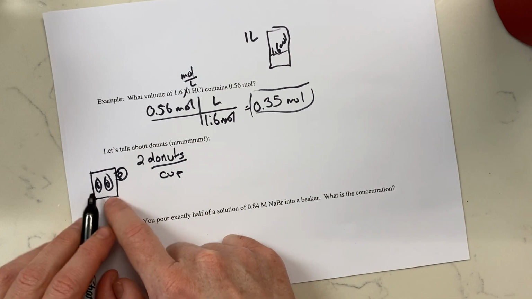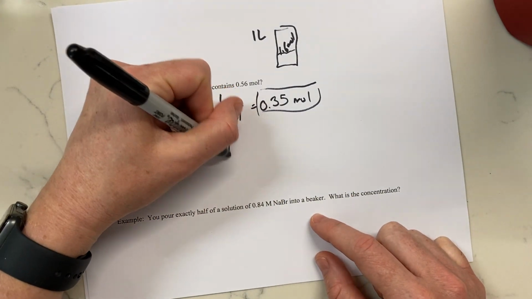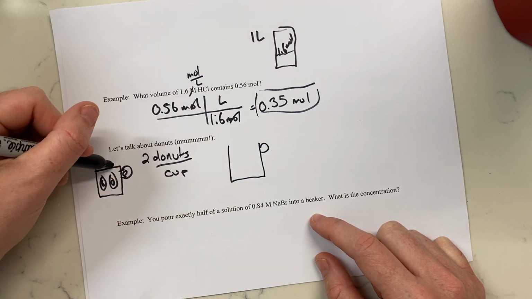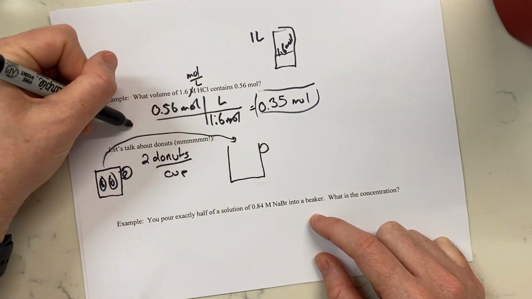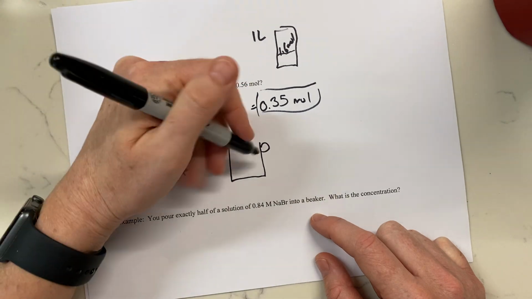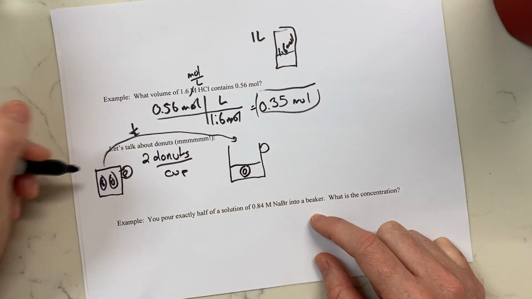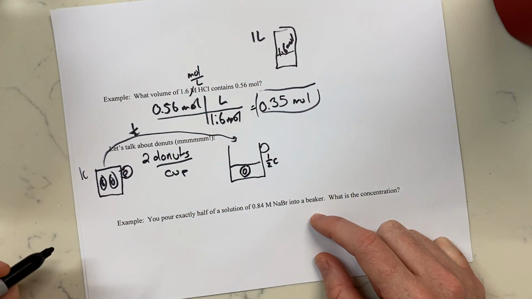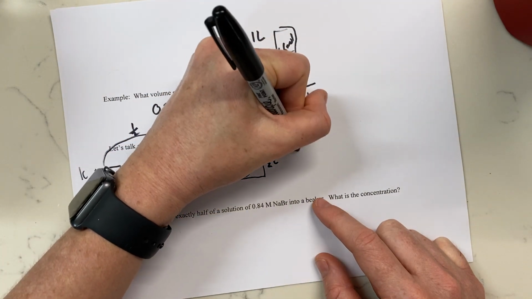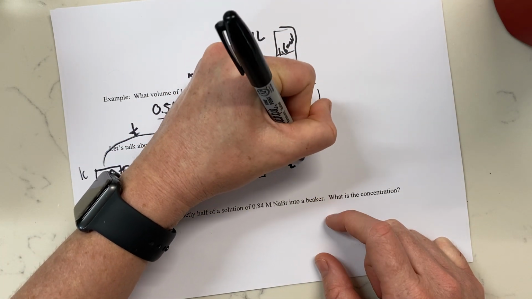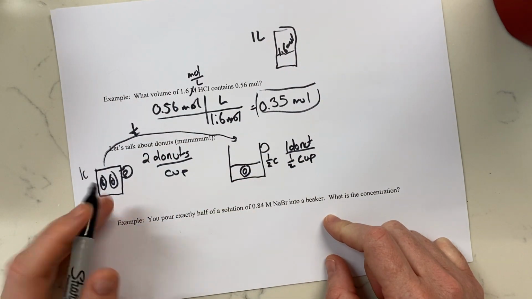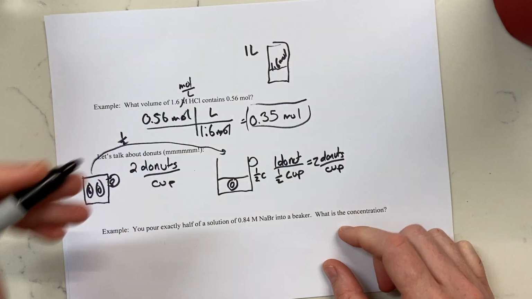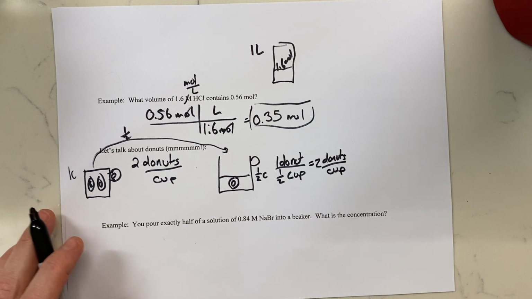Now, let's say I were to take this solution and pour half of it into another container. So I took my 2 donuts per cup and I poured half of it into here. Well, now I've poured 1 donut in, but what's my volume? Here it was 1 cup. Now over here it's going to be half a cup, right? So my concentration over here is 1 donut per half a cup, which if you take 1 divided by 1/2 is still 2 donuts per cup. Changing containers did not change my concentration in any way, shape, or form.